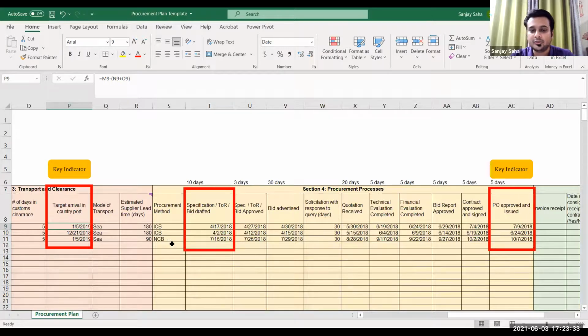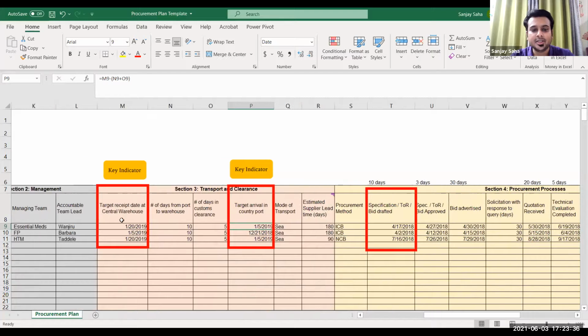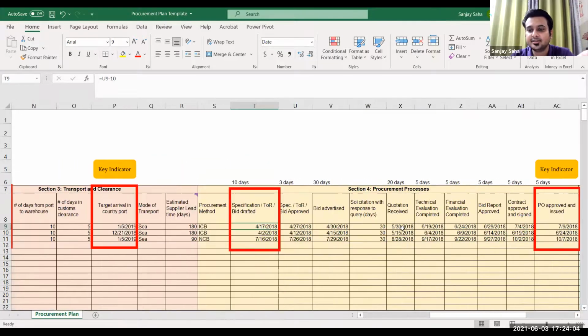Now if you look at it, if you want the products by this date, 20th of January 2019, your procurement process should actually start on 17th of April 2018. So if you want the products in January 2019, your process should start in April 2018. That's what the backward calculation is talking about. We had calculated all the various days involved in transport, clearance, and the entire procurement process, so that we know when we should start this entire process.